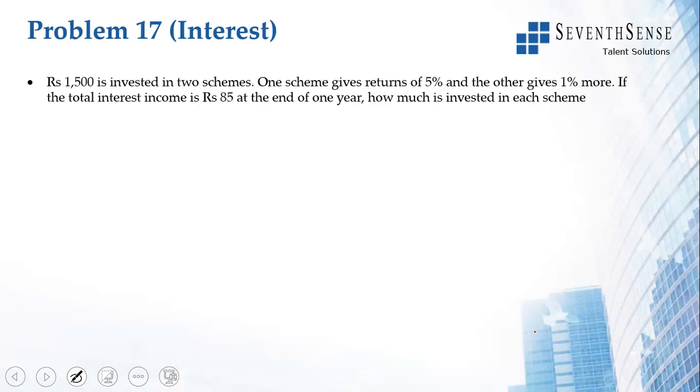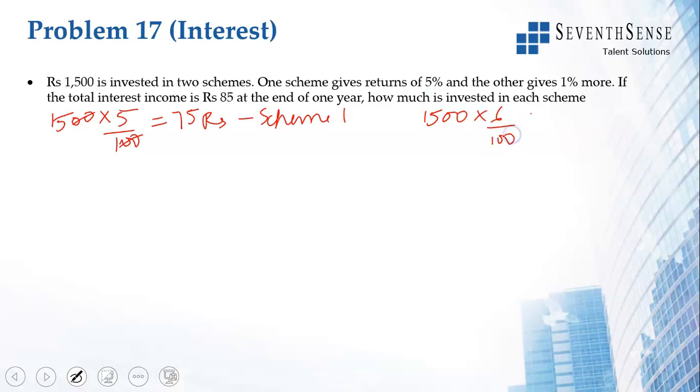So 1500, what does the return of 5% mean? 1500 into 5 by 100. So if you invest 1500 and you're getting interest income of 5%, it means you are getting 75 rupees at the end of the year. This is scheme 1. In the second scheme, you are getting it at 1% more, so 1500 into 6 by 100. If you had invested in the second scheme entirely, you would have gotten 90 rupees. Scheme 2.